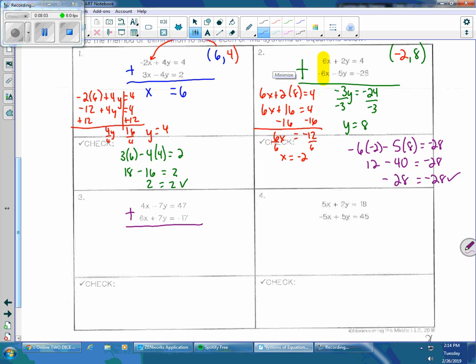So when I add them down, I'm going to have 10x. Negative 7y plus 7y is 0. 47 plus negative 17 is going to be 30. Now I can easily solve for x here. Divide both sides by 10, and x equals 3. Okay, again, I'd like you to pause the video, see if you can solve for y, and then unpause the video to see if you did it well.